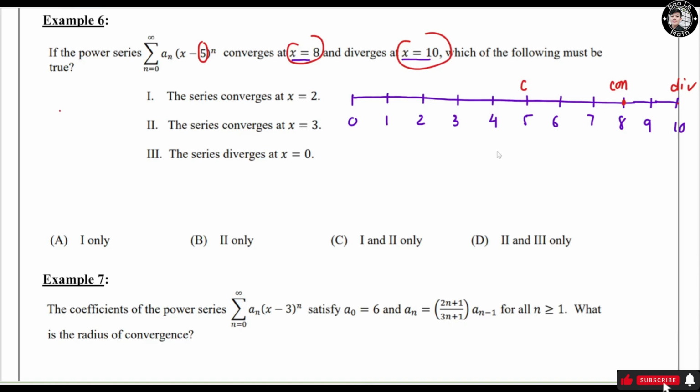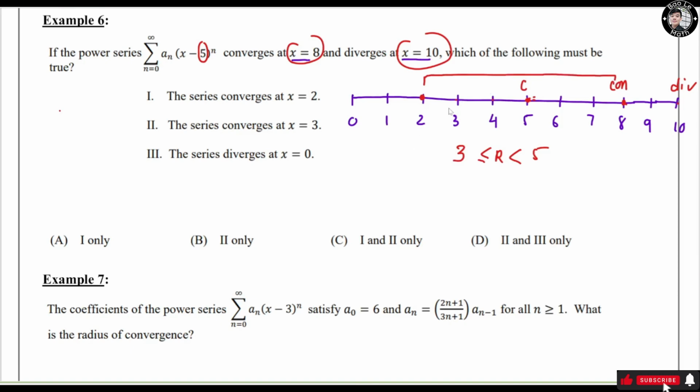So then the radius of convergence could be between the distance from here to here, 3, right? But less than 5, right? Now you're pretty sure that this one is the radius, right? So you're going to count to the left 3 units, right? 4, 3, 2, so it could be right here. So this interval right here is called the interval of convergence.